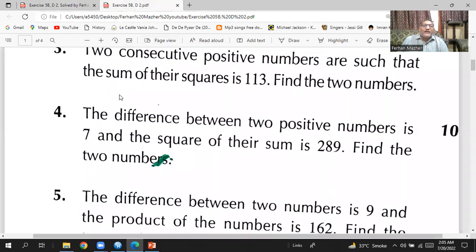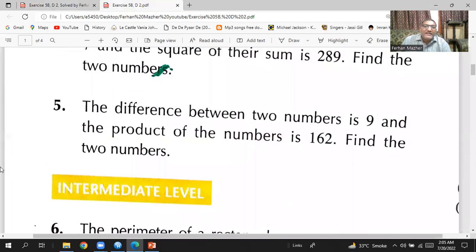Okay, so we are going to the next question. The next question is question number 5. It says the difference between two numbers is 9 and the product of the numbers is 162. Product means to multiply. So if the first number is x, the next number can be x plus 9. Or if x is the larger number, then the other number will be x minus 9. But we are supposing that x is the smaller number, so the first number will be x, the second number will be x plus 9, so the difference between them is 9.